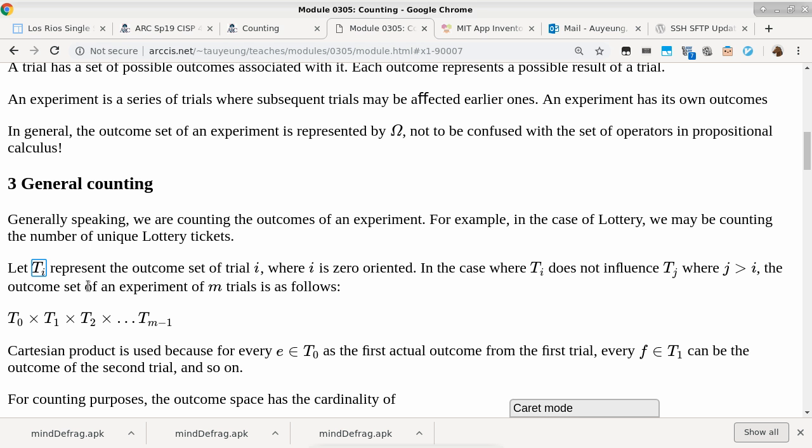Actually, I take it back. So this has nothing to do with whether it is with or without replacement. It just means that we are not influencing the chances of the outcomes.